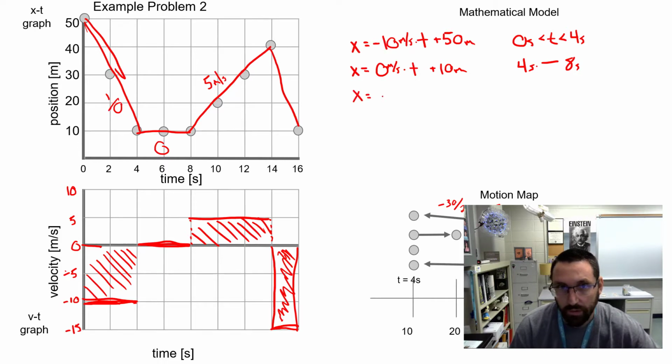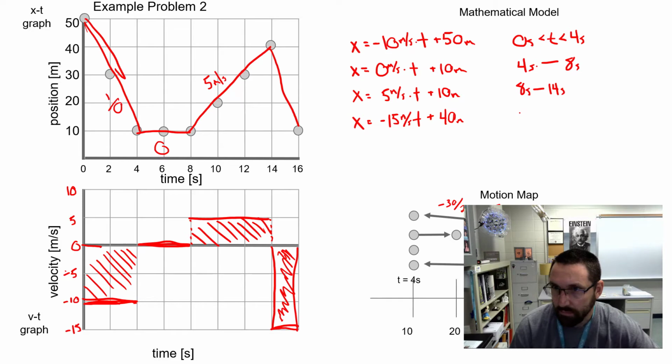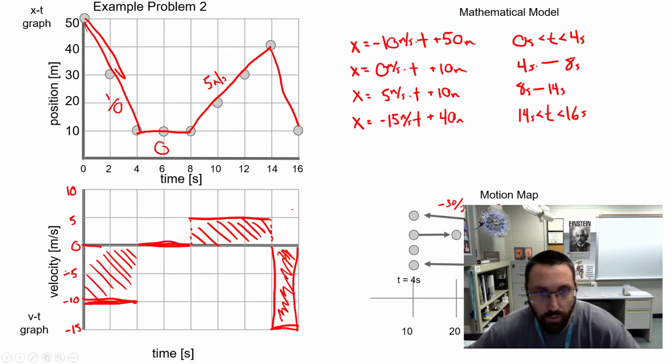Next up, x equals 5 meters per second times the time plus 10 meters. That was from 8 seconds all the way up to 14 seconds. And the last one, x equals negative 15 meters per second times time, plus that section started at 40 meters. And that would be from 14 seconds, which is less than t, all the way up to 16 seconds. So whenever t was in that range, that was the equation that made sense.